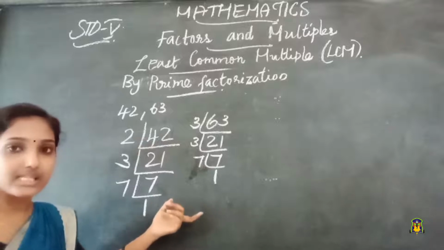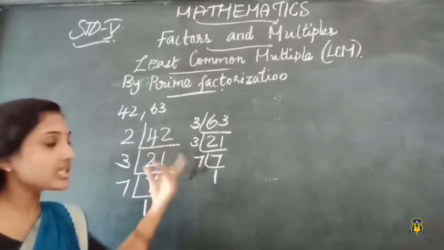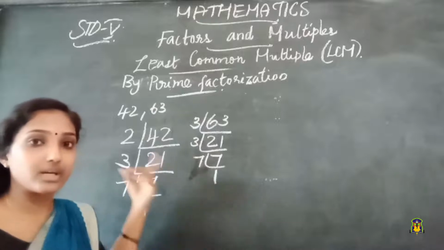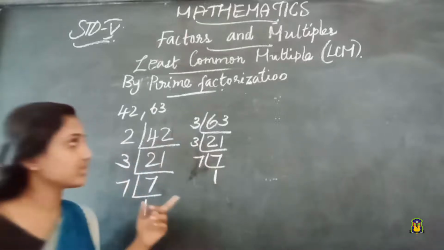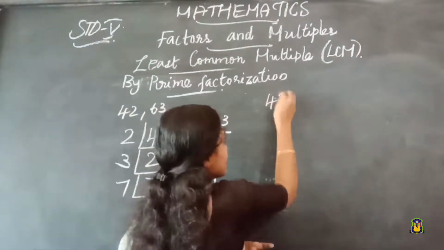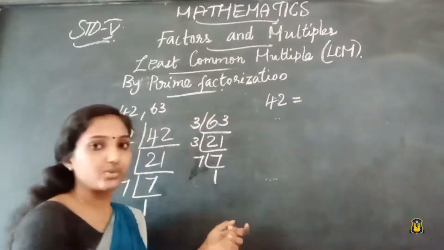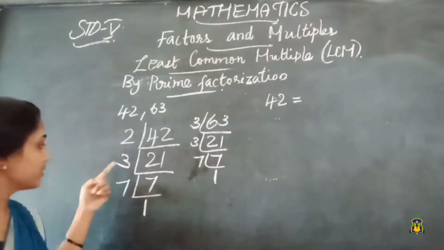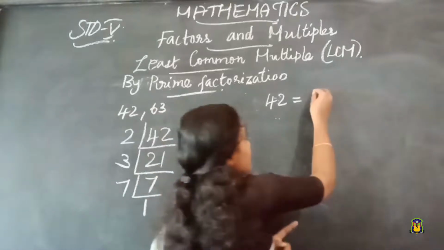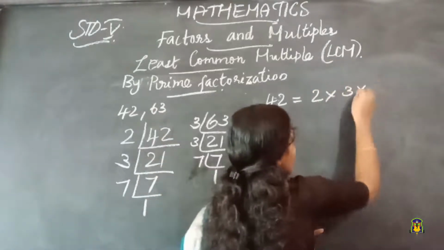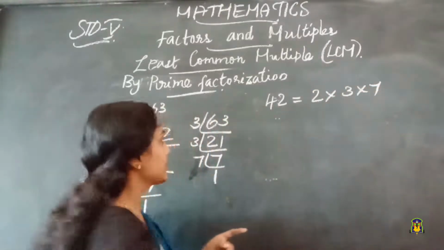Now what is our next step? After doing the prime factorization, we have to write these numbers as the product of these prime numbers, right? So writing it as the product, 42 is equal to 2 into 3 into 7.